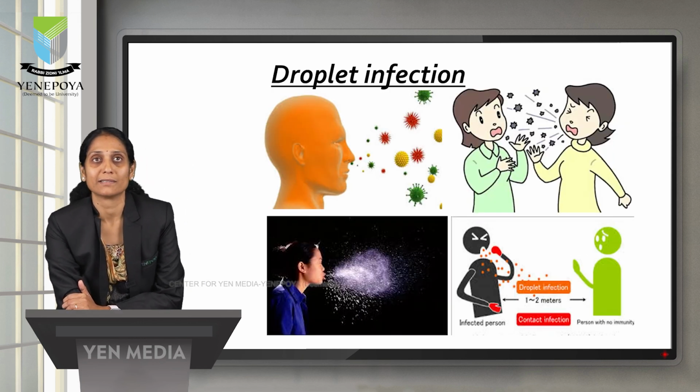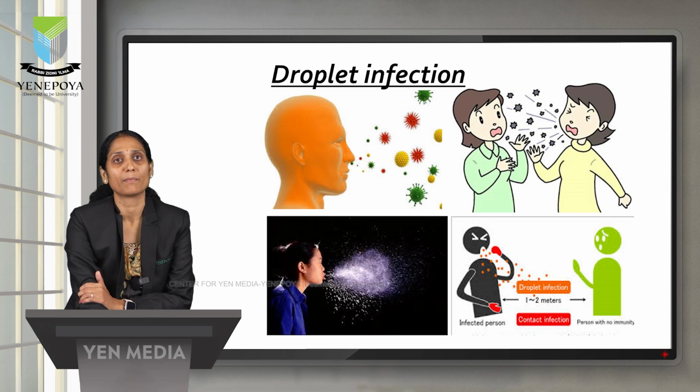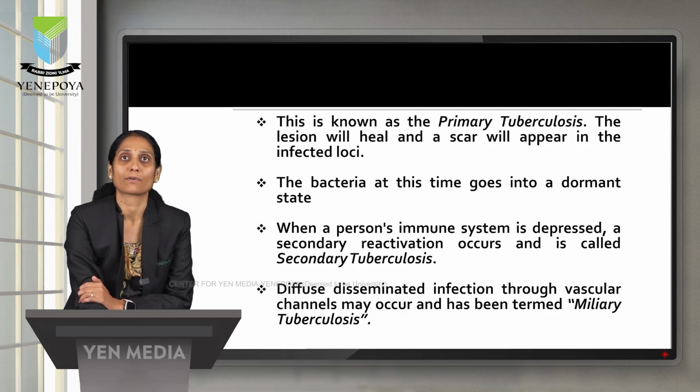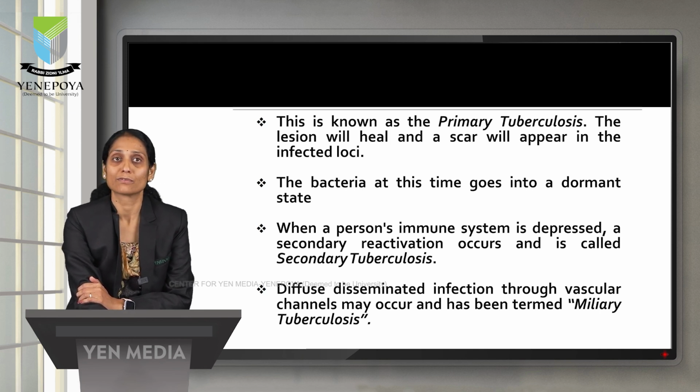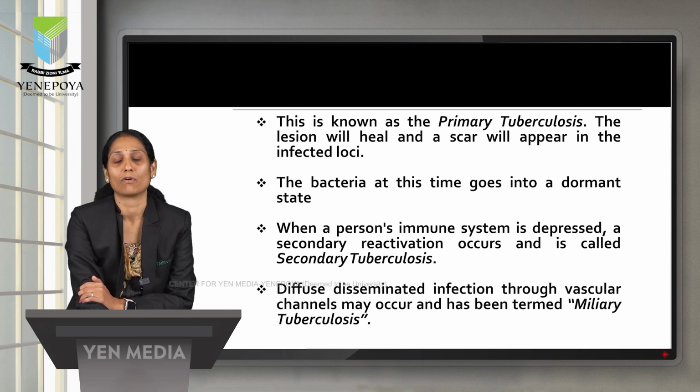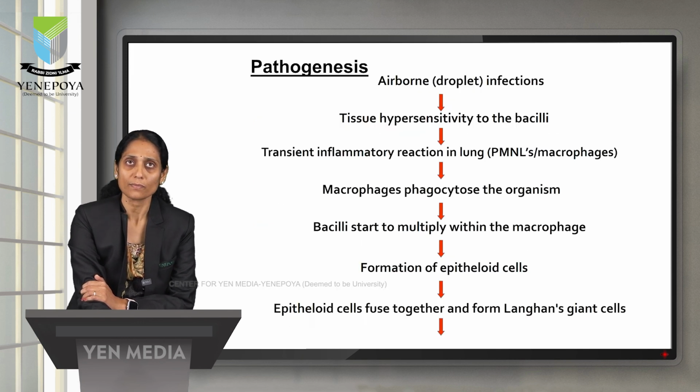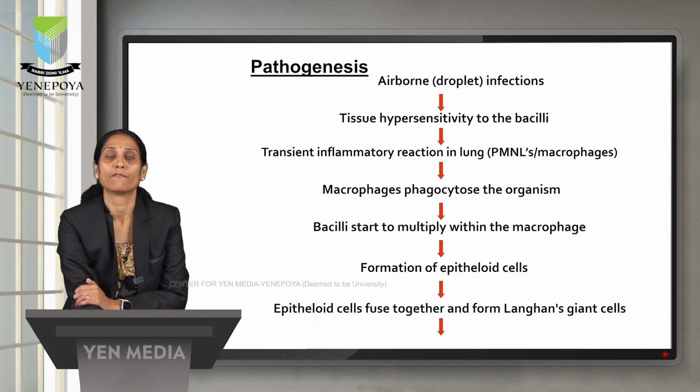In this picture, we can see that a person just talking, screaming, sneezing, or coughing can cause the spread of infection. This spread is called primary tuberculosis. The lesion will heal and a scar will appear in the infected loci. The bacteria at this time go into a dormant state, and when the person's immune system is depressed, because of some secondary reactivation, it is called secondary tuberculosis. Sometimes the infection will disseminate through various vascular channels to other parts, which is called miliary tuberculosis.